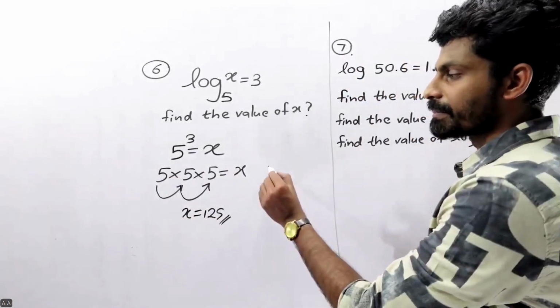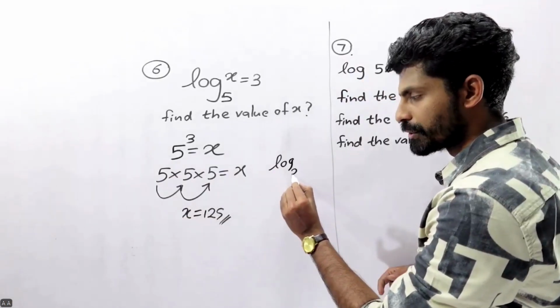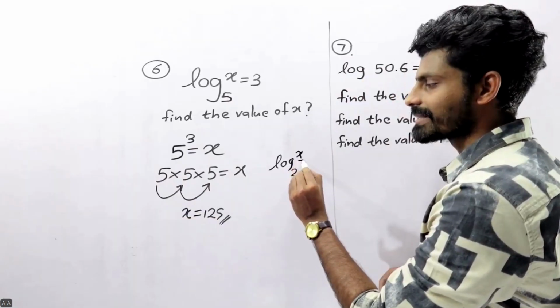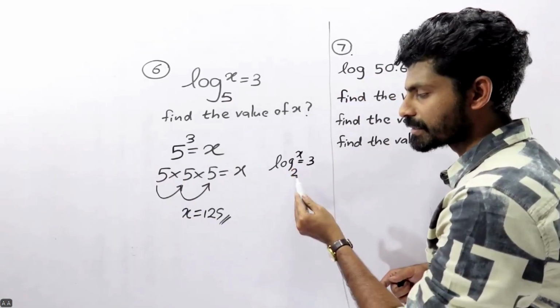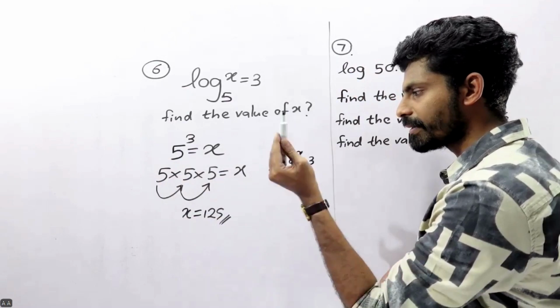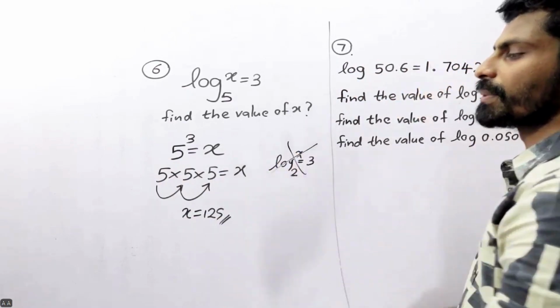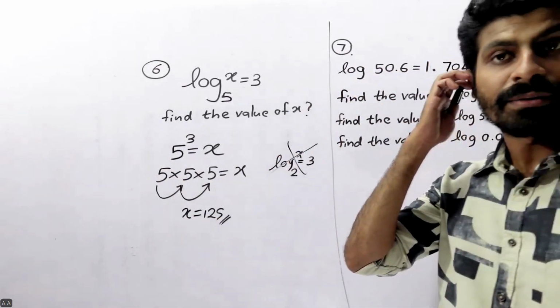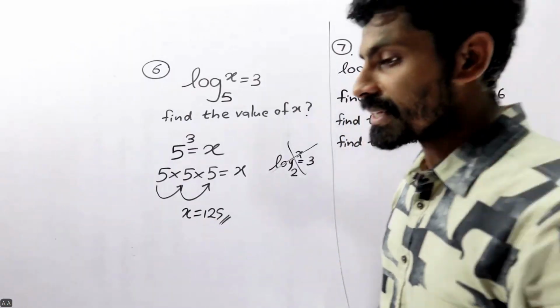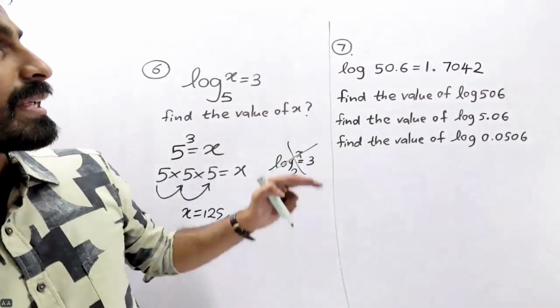Right? So as an example, log x base 2 equals 3 means 2 to the power 3 equals x. Find the x value. Question number 7.